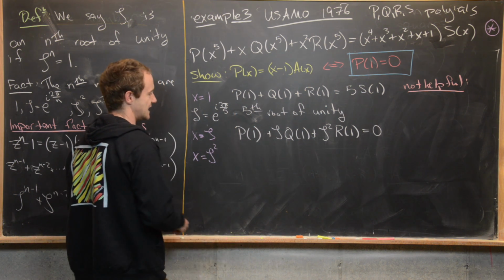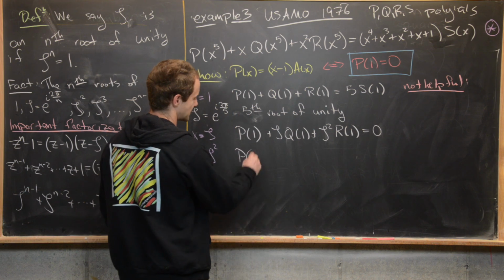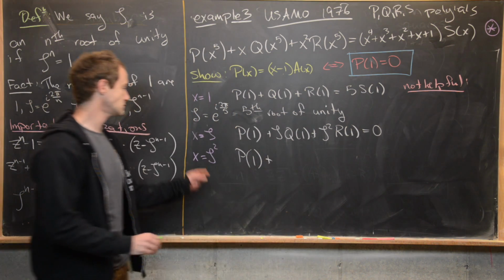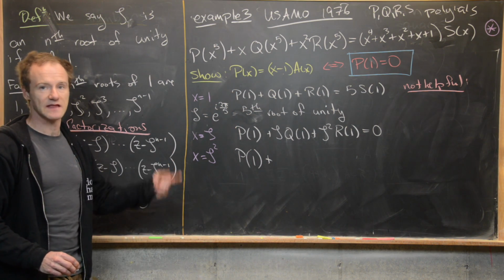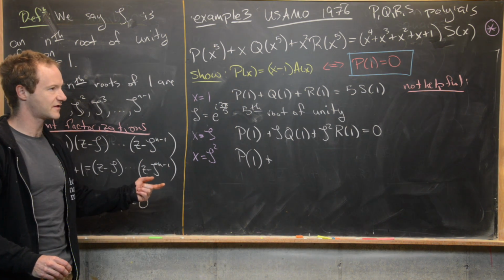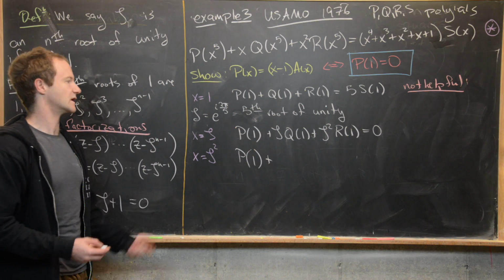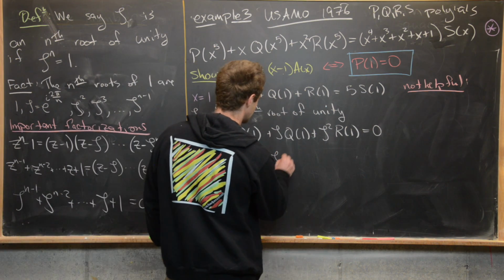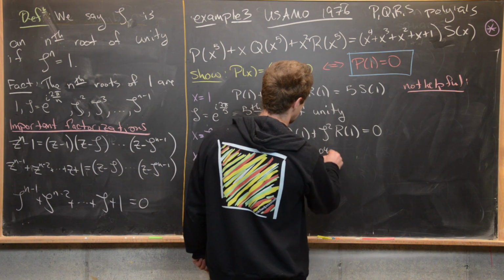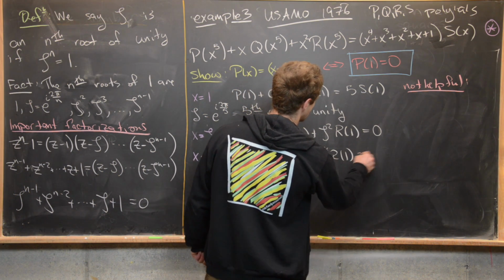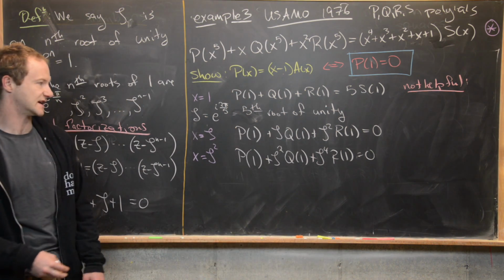Now let's look at the other cases. So x equals zeta squared. So that's going to give us p of 1 again. If we evaluate this at zeta squared, we're going to get zeta to the 10th, but that's zeta to the 5th squared, but that's 1 squared. So we're good to go there. And now we have zeta squared q of 1 plus zeta to the fourth r of 1 equals 0. So that's what we get for the zeta squared.